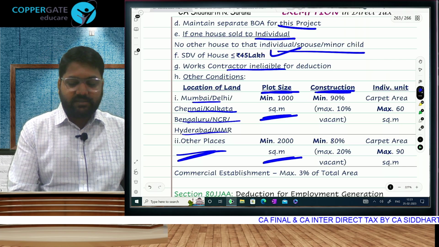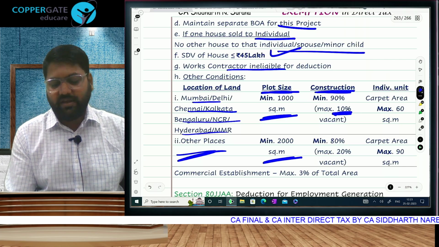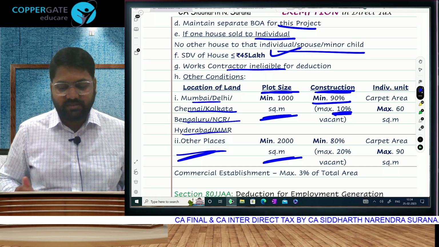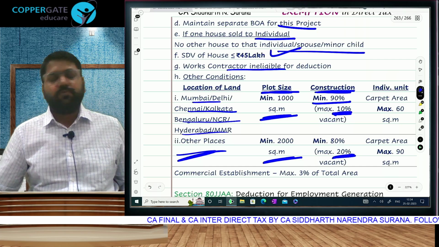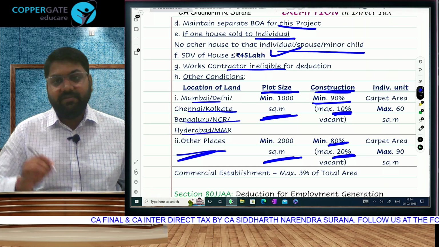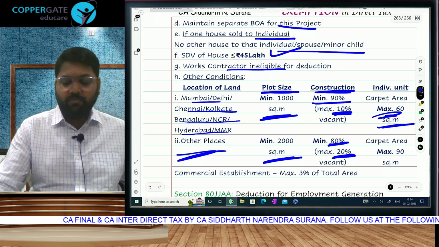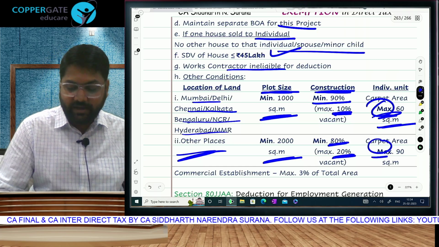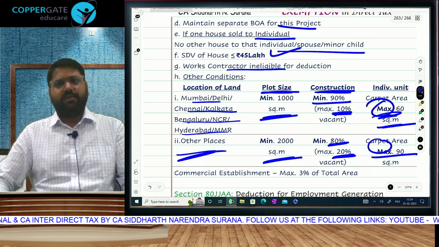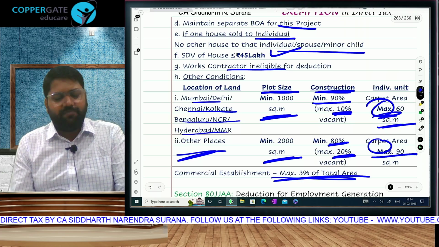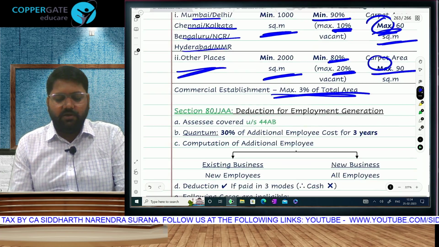Here in the big cities, you can leave a maximum of 10% vacant. So construct a minimum of 90% on the land. Don't leave more than 10% vacant. But in small cities, you can leave 20% vacant. You should construct at least 80%. And the area of the individual house here cannot be more than 60 square meter. This is the maximum, so it can be less, not more. And here it can be a little more, but up to 90, not more than 90. And in the total project, commercial shops and offices should not be more than 3% of the total area.